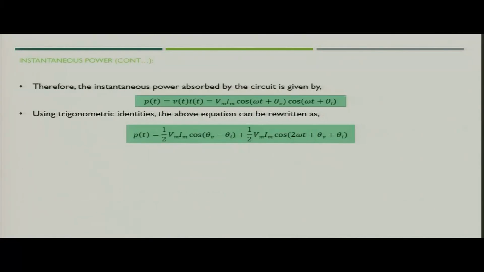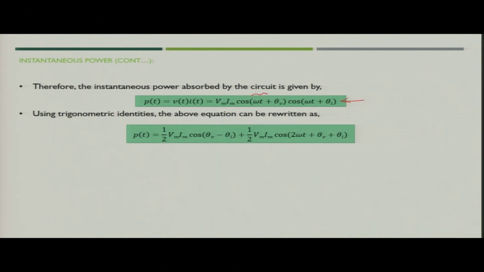Now, if you put these values in the equation, that is p(t) is nothing but v in time domain and current i in time domain, you will get Vm Im cos(omega t plus theta V) into cos(omega t plus theta I). Now, if you do some simple mathematical or trigonometric operation, you will get this term. How did you get this term?